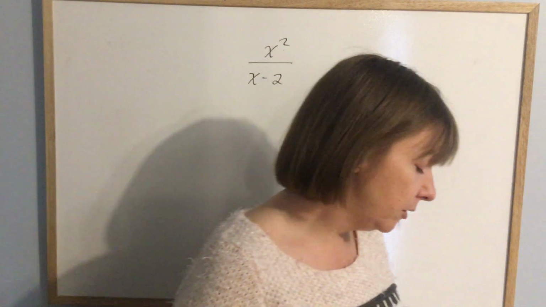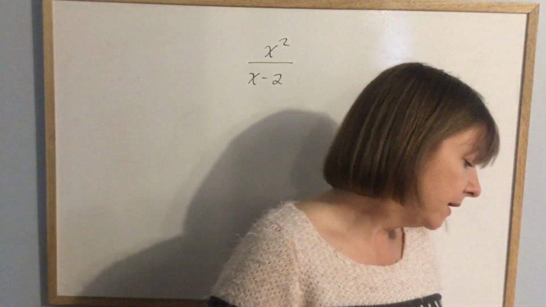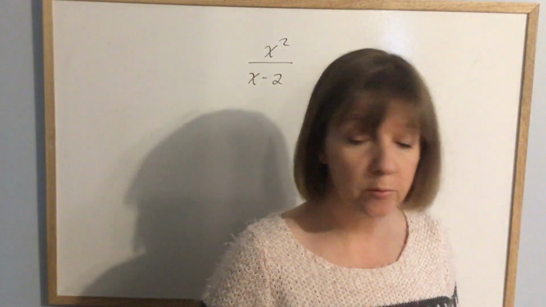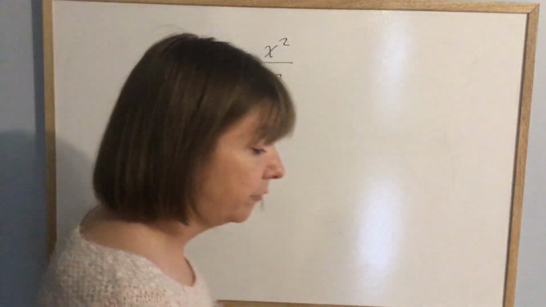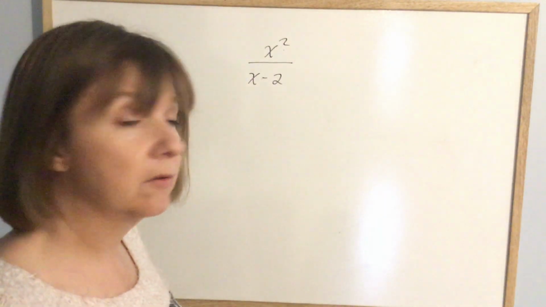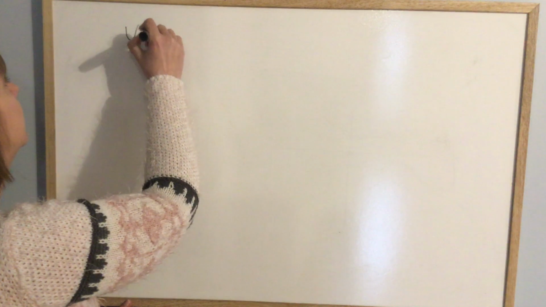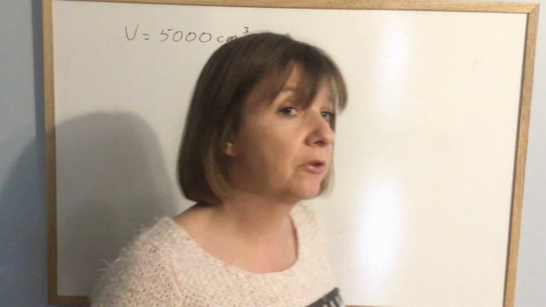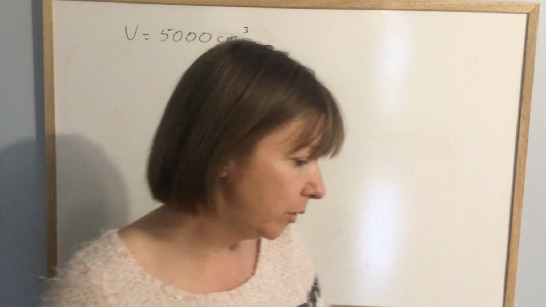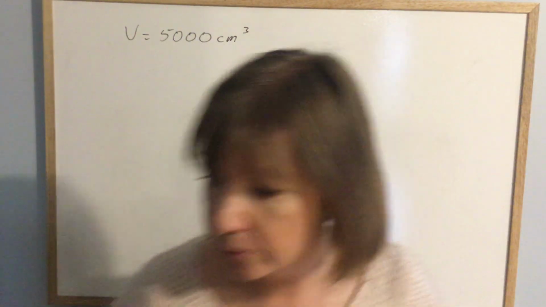So, example number 1. We're going to talk about a very exciting topic, a cereal box. And a cereal box is in the shape of a rectangular prism. It needs to have a capacity or a volume of 5,000 cubic centimeters. So we want this to hold a volume of 5,000 cubic centimeters of cereal. That's how much cereal we want it to hold. The thickness of the box needs to be 10 centimeters.